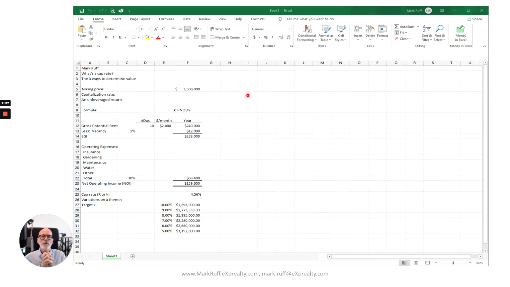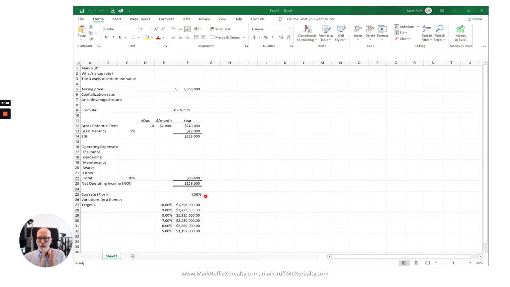So what I teach my students is, think of a cap rate as essentially this. A cap rate could be viewed as an unleveraged return, meaning that if I were to write a check for $3.5 million for this 10-unit apartment property, at the end of the year, it's going to have some net operating income. All right. At the end of the year, on this $3.5 million, I'll have a 4.56 cap rate. And let's take a look at this.